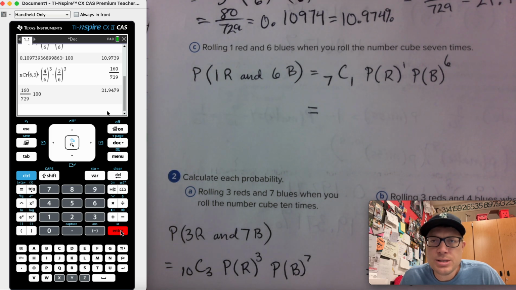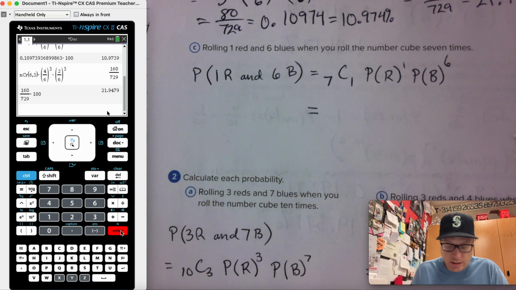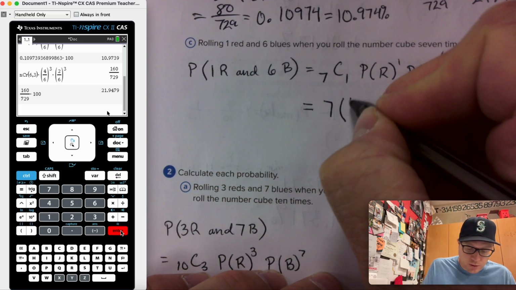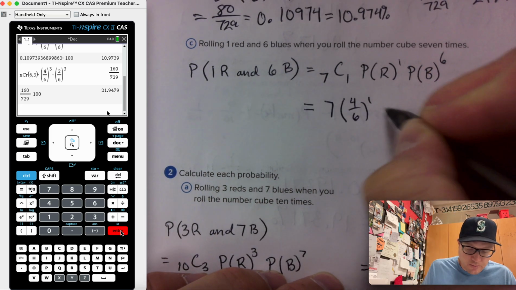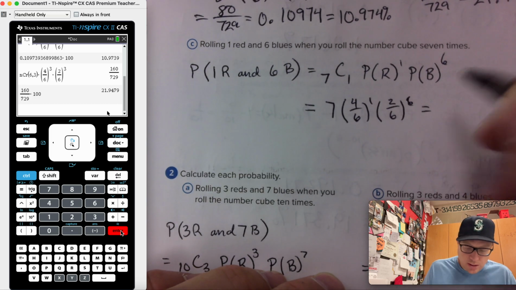Rolling 1 red and 6 blues when you roll the number cube 7 times. So 7 choose 1. Probability 1 red, 6 blue, so 7 choose 1. That happens 7 ways. Probability of a red, so that would be 4/6 to the first power, and a blue, 2/6 to the 6th power.